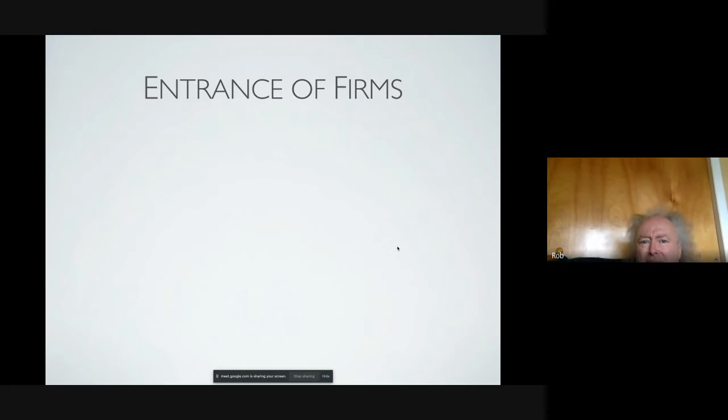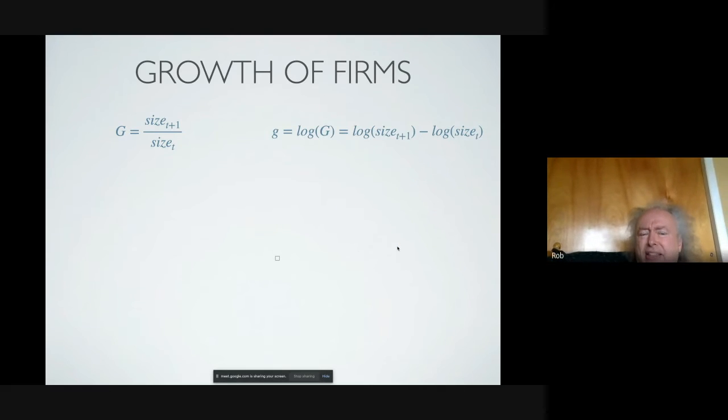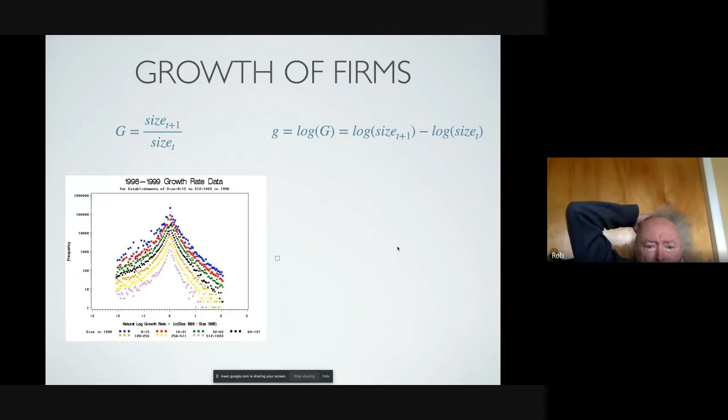Exits are similar. I thought I had exits there. Sorry, my exits are very similar to entrance. So I think I just left that slide out. Growth rate. Okay, so the entrances.